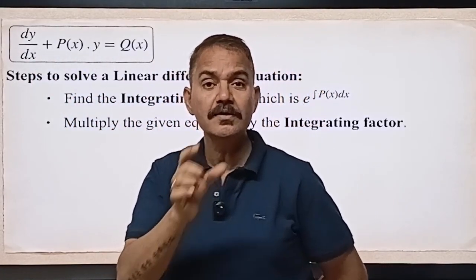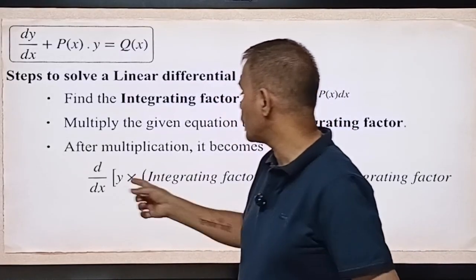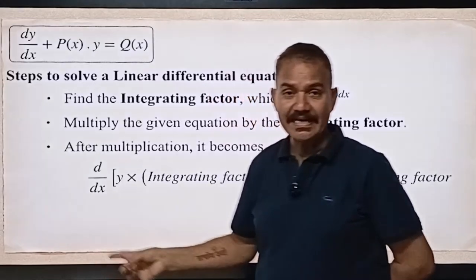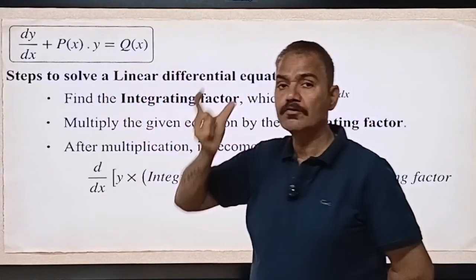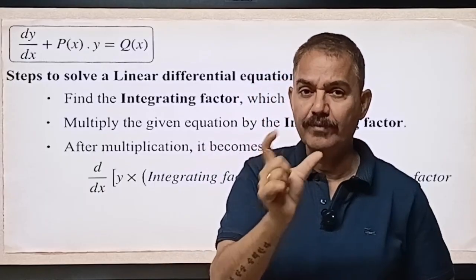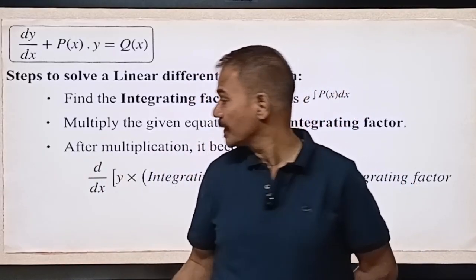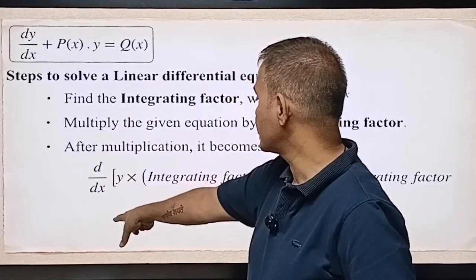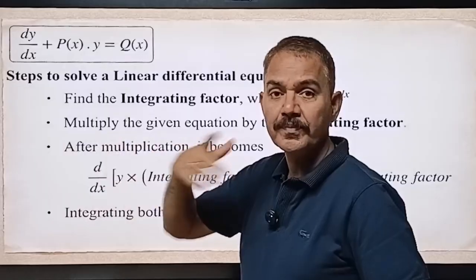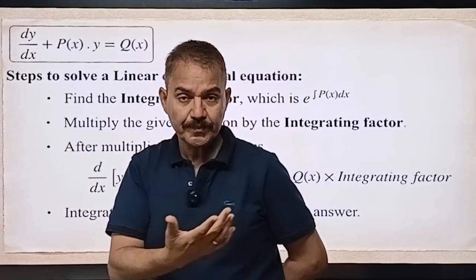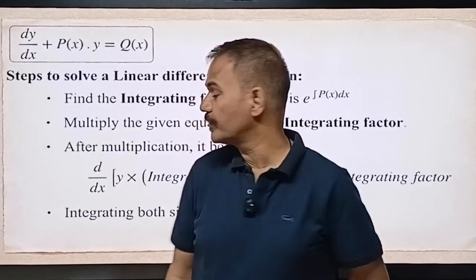Once you multiply, you will see a magic. What is the magic? After multiplication, the left-hand side always becomes the derivative of y times the integrating factor. The right-hand side will be some expression in x which can easily be integrated. Once you get this, the next step is to integrate both sides to get rid of this derivative, and you get your answer.